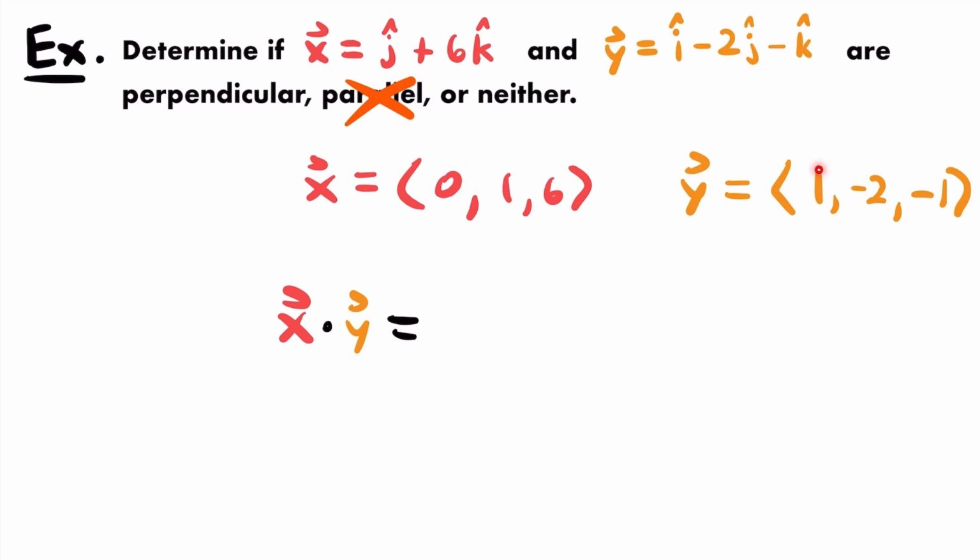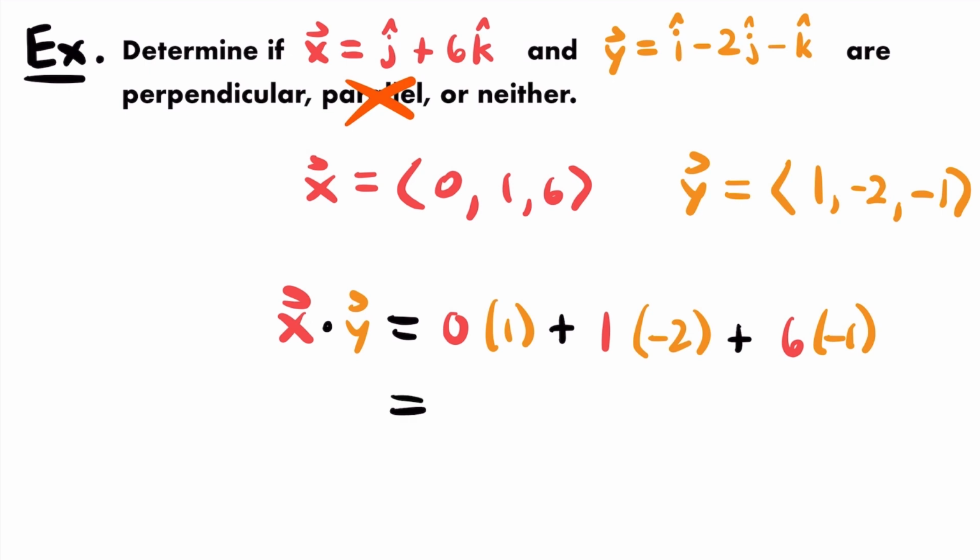We're going to be taking the product of the x components, adding that to the product of the y components, and adding that to the product of the z components. So we'll have 0 times 1, then we'll add that to 1 times -2, and then we'll add that to 6 times -1. Now if we simplify, 0 times 1 is 0, so we have 0 plus 1 times -2, which is -2, and then we'll add that to 6 times -1, which is -6.